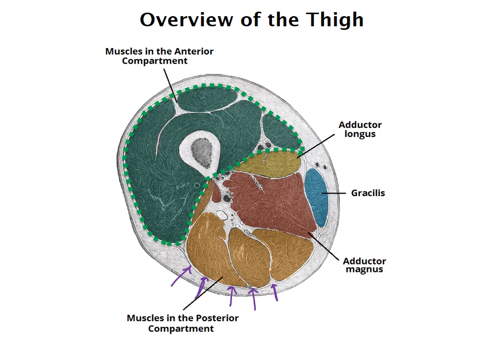The thigh is divided into an anterior compartment, which is shown in this picture as hunter green, and these muscles are supplied by the femoral artery and innervated by the femoral nerve. The muscles of the medial compartment are supplied by the obturator artery and branches of the femoral artery. Here is a general outline of that medial compartment.